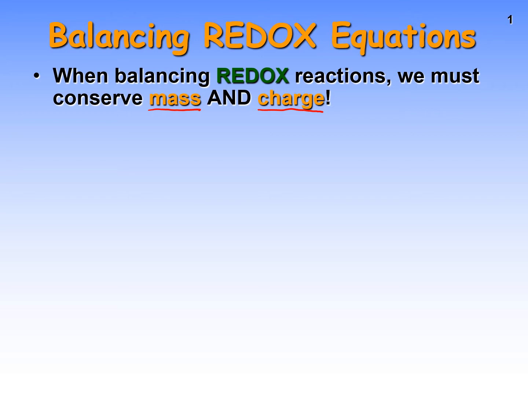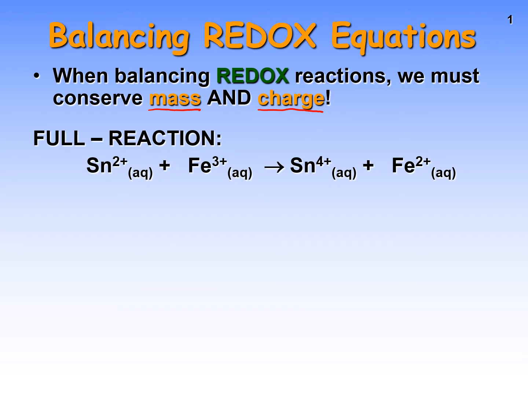Now, we're going to start off real easy. This is a relatively easy redox reaction to balance, but currently it is unbalanced. And we can tell that by looking at both the mass and the charge. If we look at the mass, I have one tin on the left and one tin on the right, so the tin is balanced, and I have one iron on the left and one iron on the right, so the iron's balanced.